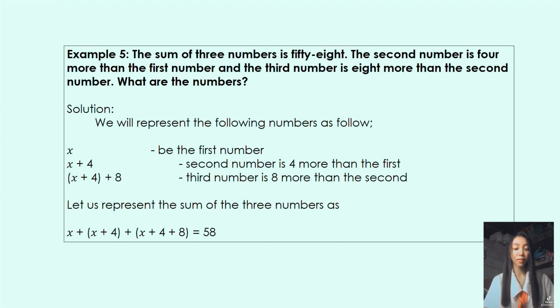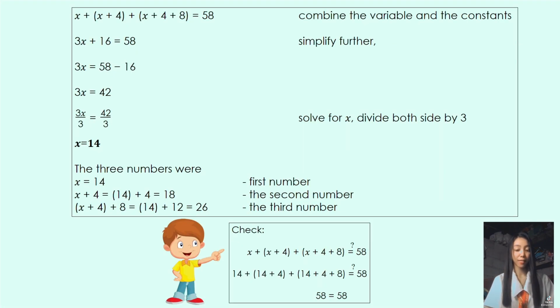Let us represent the sum of the three numbers as x plus x plus 4 plus x plus 4 plus 8 is equal to 58. Combine the variables and the constants and it will become 3x plus 16 equals 58. Simplify further, 3x equals 58 minus 16, 3x equals 42, 3x over 3 equals 42 over 3. Solve for x, divide both sides by 3, x equals 14.